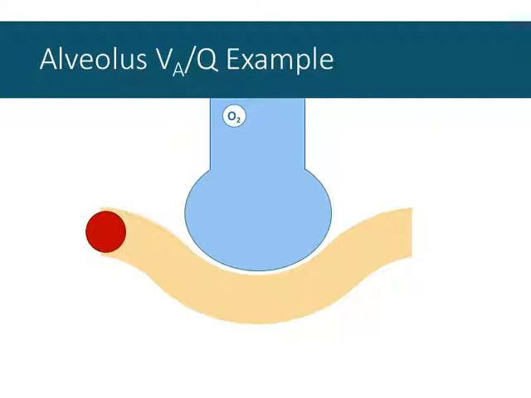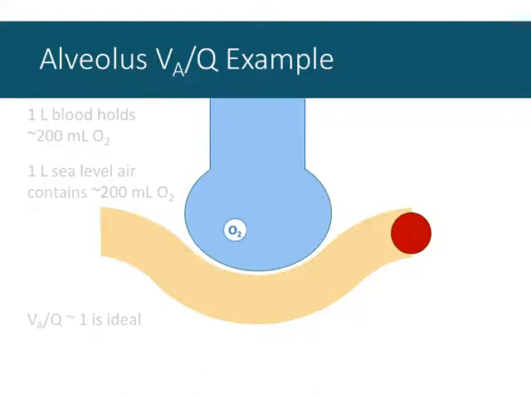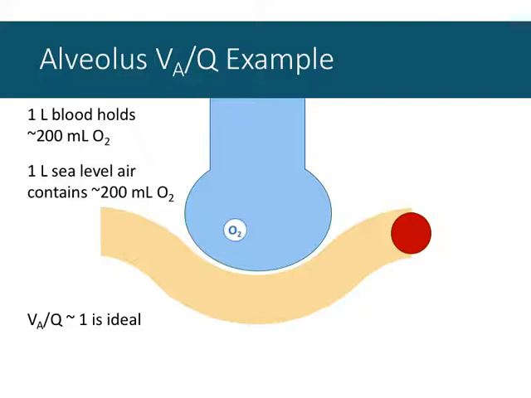And if we were in the ideal situation, the amount of air would match the amount of blood at this site. So we have one red blood cell moving through the capillary for every molecule of oxygen that enters the alveolus. And if they happen at the same time, in the same amounts, we get an alveolar ventilation-perfusion ratio of about 1.